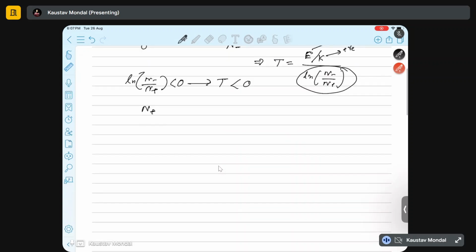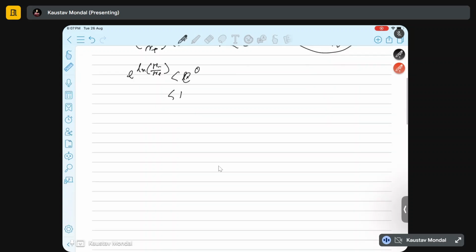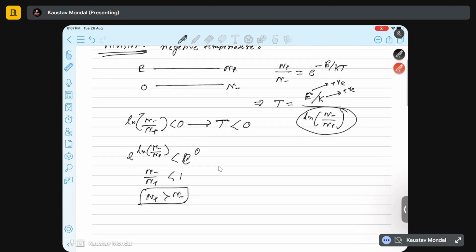So this whole thing will become negative when n plus is greater than n minus, right? If you take e to the power on both sides, it becomes n minus by n plus less than e to the power 0. So e to the power 0 is 1, so n minus is less than n plus. So n plus should be greater than n minus. This is the condition. That means in case of negative temperature, the number of particles in the first excited state should be higher than in the ground state, right? So that is the condition under which negative temperature is achieved.